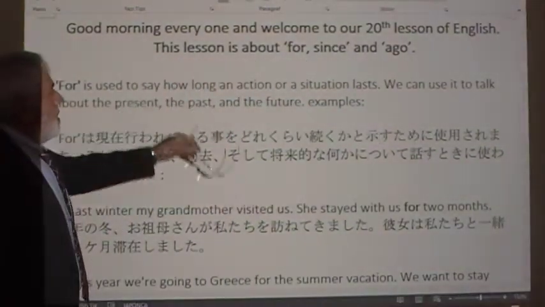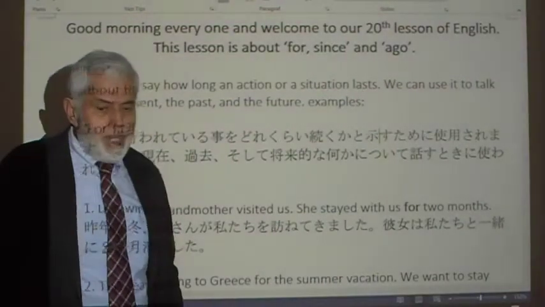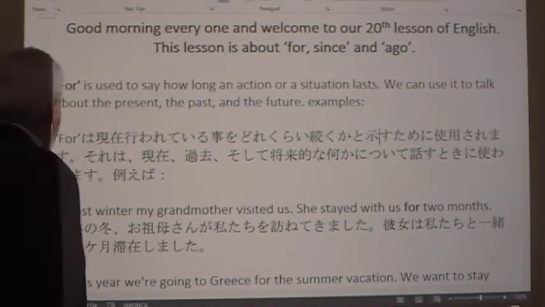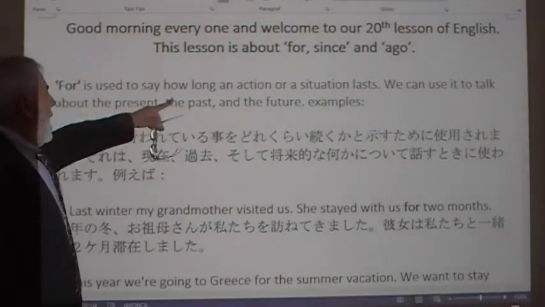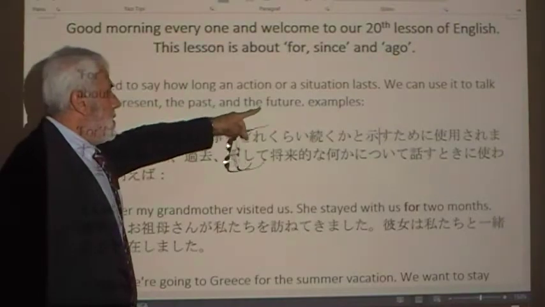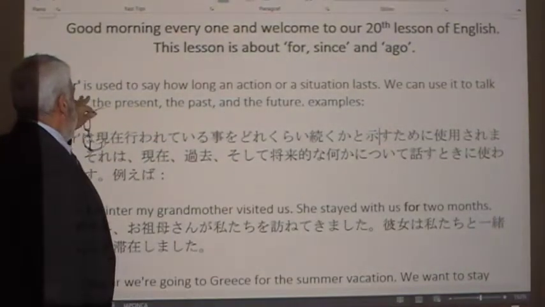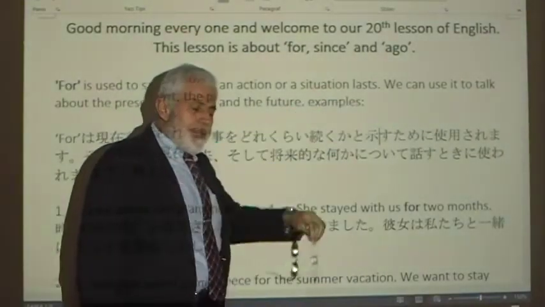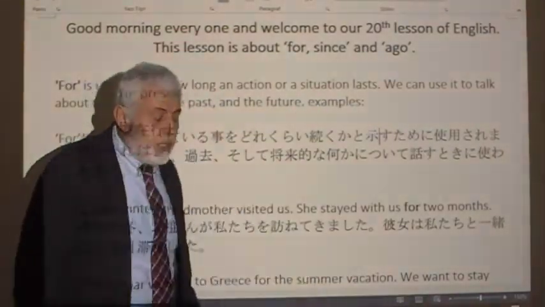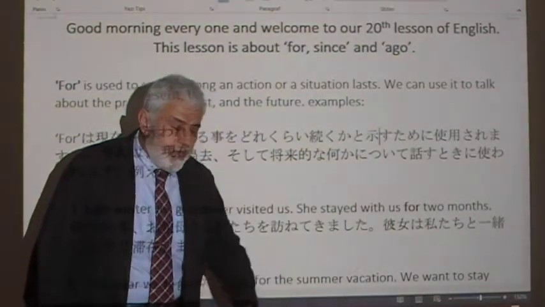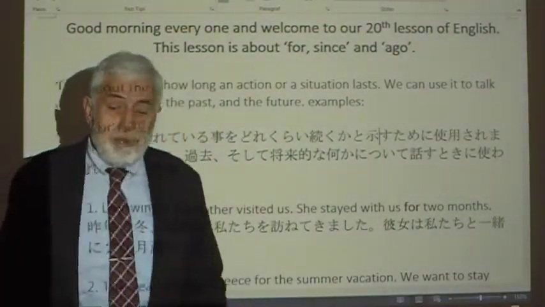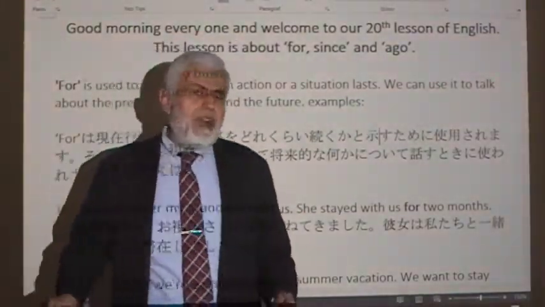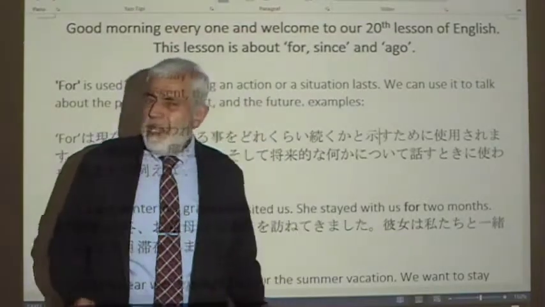So this lesson is about for, since and ago. For is used to say how long an action or a situation lasts. To last is to go on, to continue, how long it continued. Our lesson continues for 35 minutes today or 40 minutes.